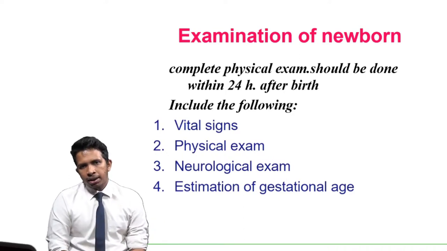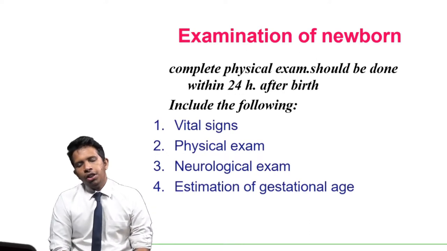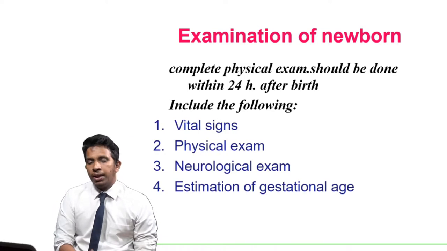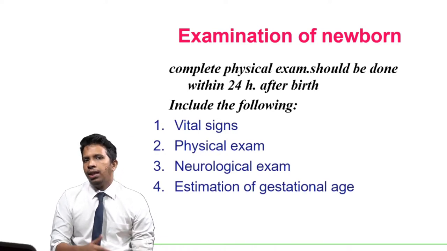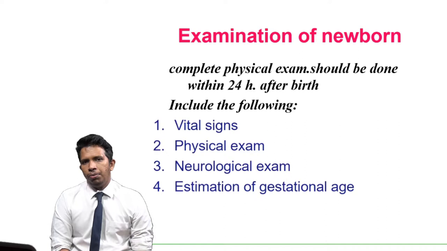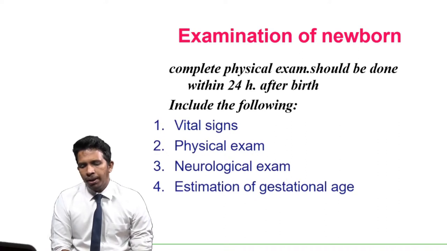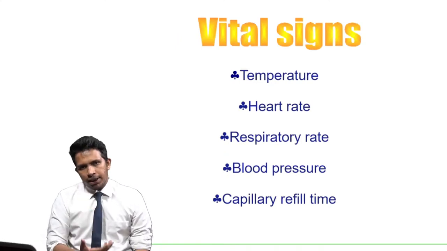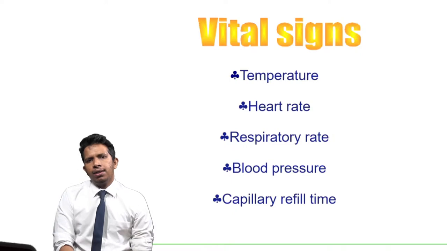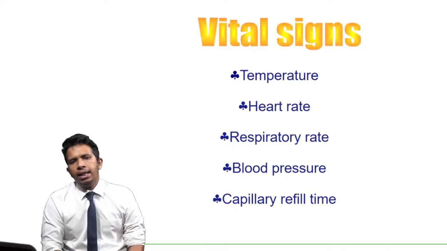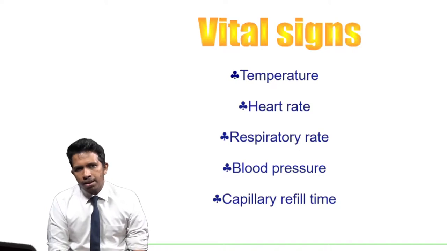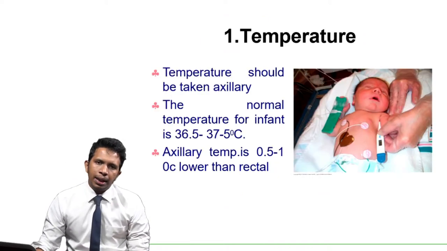So what are the components of the examination of a newborn? Firstly will be vital signs. Second will be a complete head-to-toe physical examination. Third will be a neurological exam, and fourth will be an estimation of gestational age. So, first, vital signs. What are the vital signs that we are going to be looking at? We'll be looking at temperature, heart rate, respiratory rate, blood pressure, and capillary refilling time.